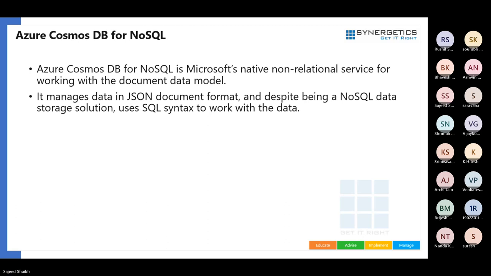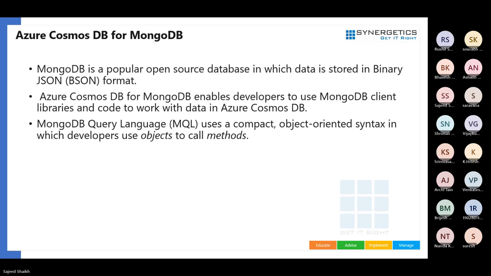Azure Cosmos DB can be used for NoSQL also. So in which format will the data be provided? JSON format. The data will be formatted and provided in JSON format, and using SQL syntax, the JSON data can be visualized. Then MongoDB: Cosmos DB can be used for MongoDB also. The MongoDB client libraries or client APIs can be used for programming purposes.